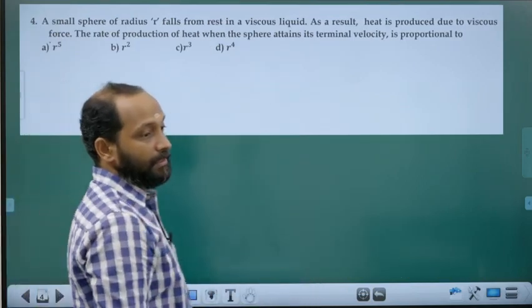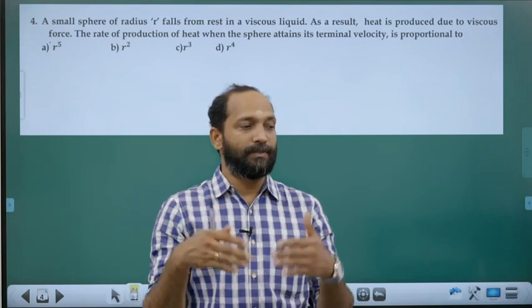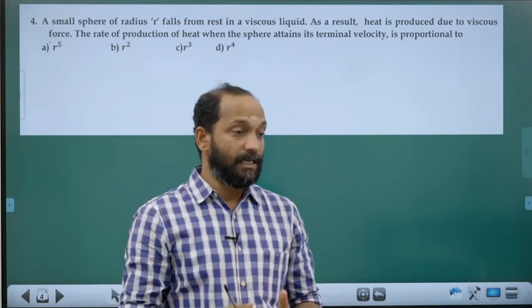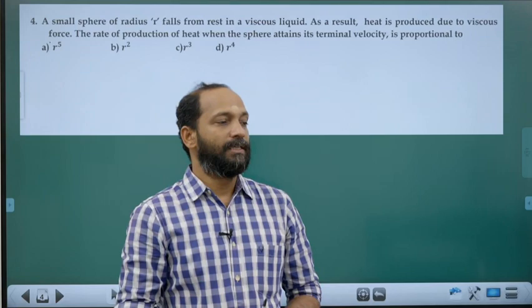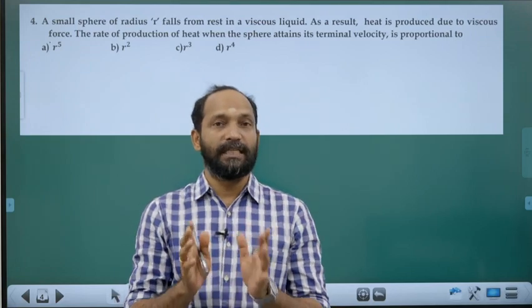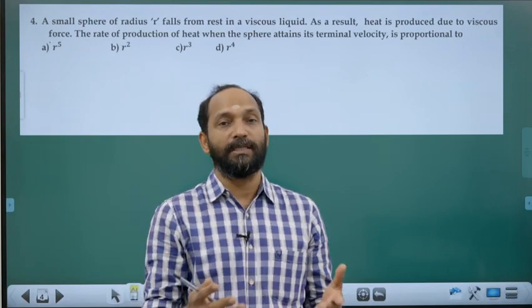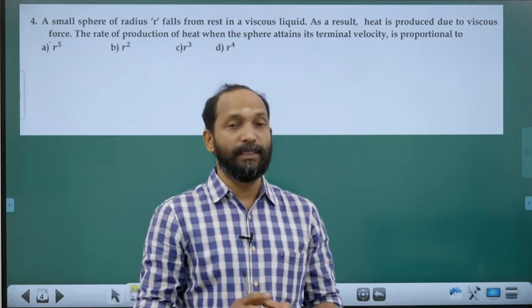Next one. A small sphere of radius r falls from rest in a viscous liquid. As a result, heat is produced due to viscous force. The rate at which heat is produced means the power. The answer is expected to be in watts.